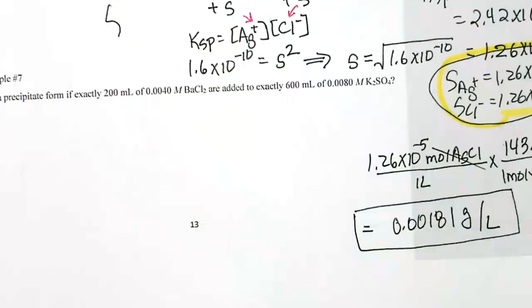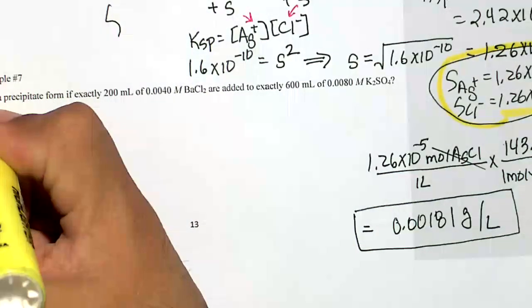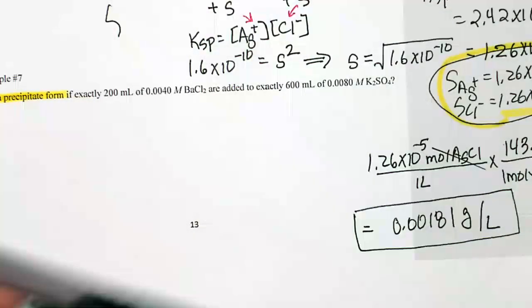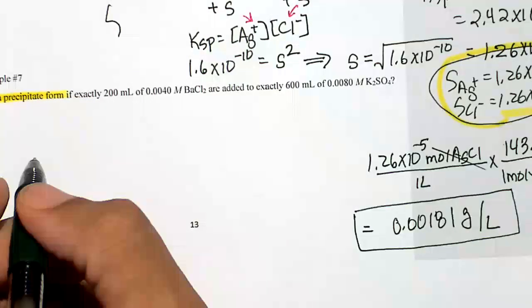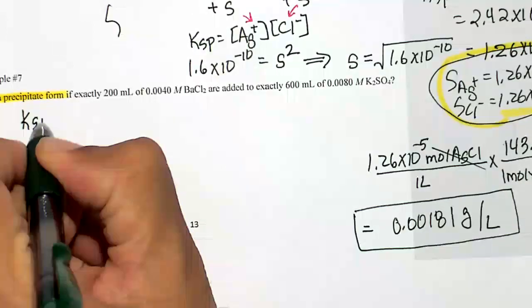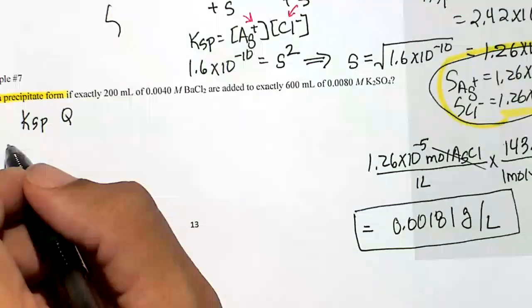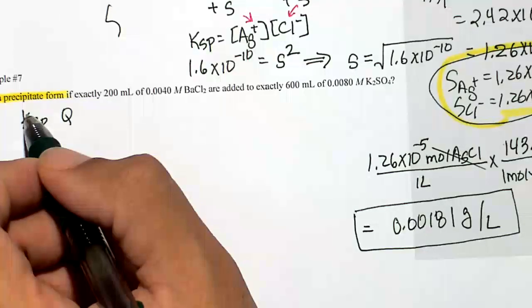All right, so here we go. Here's that question again. Will a precipitate form? What two variables will you compare? KSP and what? Q. Actually, we put Q first in the Gator rule.